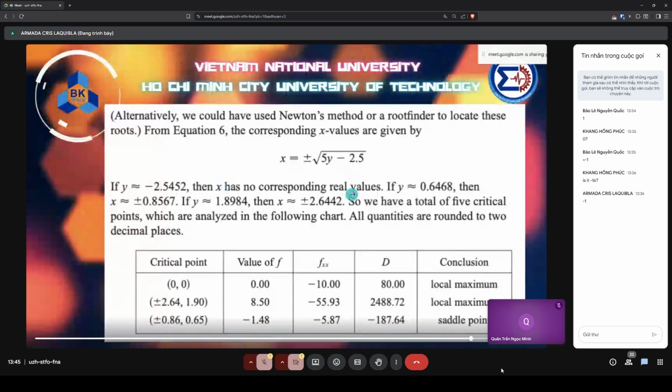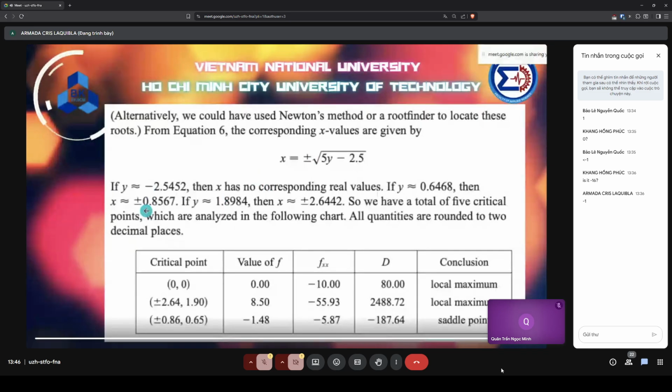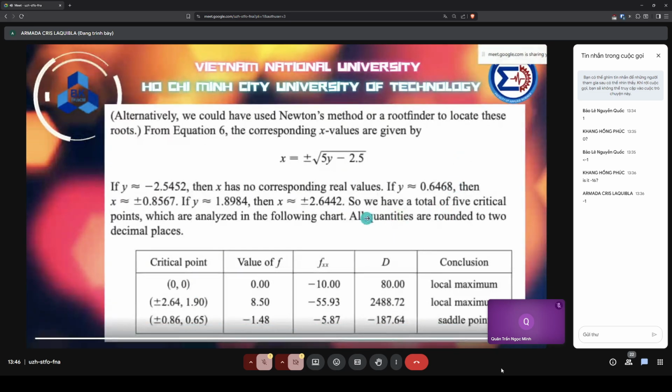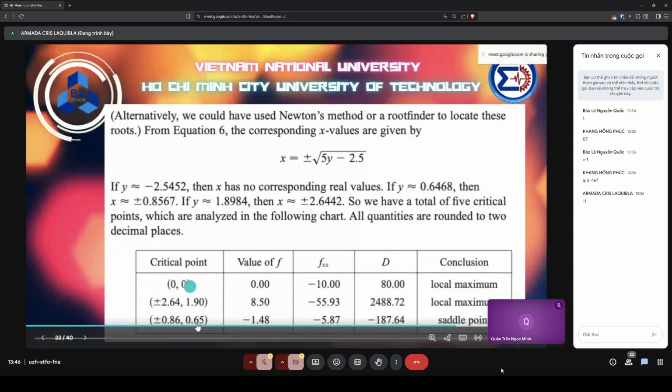Now next, if your y is 0.6468, the result of your x has two values because it has positive and negative here, right? Positive and negative 0.8567. Now, if your y, the third point that we had, is 1.8984, substitute it here. Your x value is this. So, class, one value for y here, you have two values for x. It means 2 points. And here, one value for y, and you have two values for x here, 2 points another. So we have there 4 points here. And then plus our 0, 0 critical point. So we have there 5 critical points in total. Okay, so we have a total of 5 critical points.